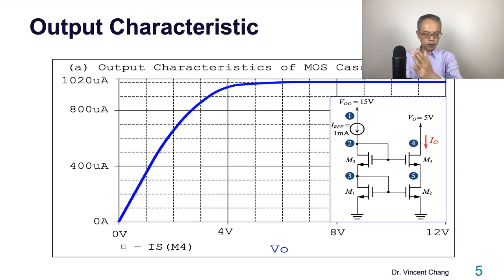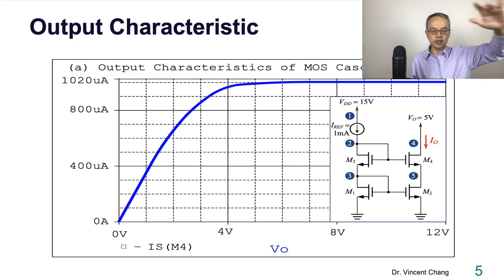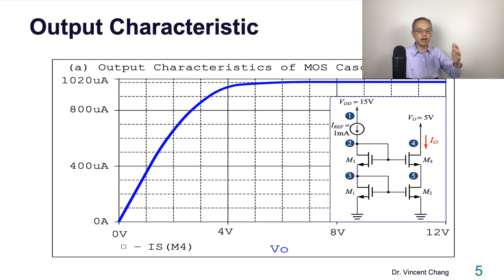See, the horizontal axis is VO from 0 to 12. The vertical axis is IO, the output current versus output voltage. It goes like this. This is the output characteristic of the MOS cascode current mirror.